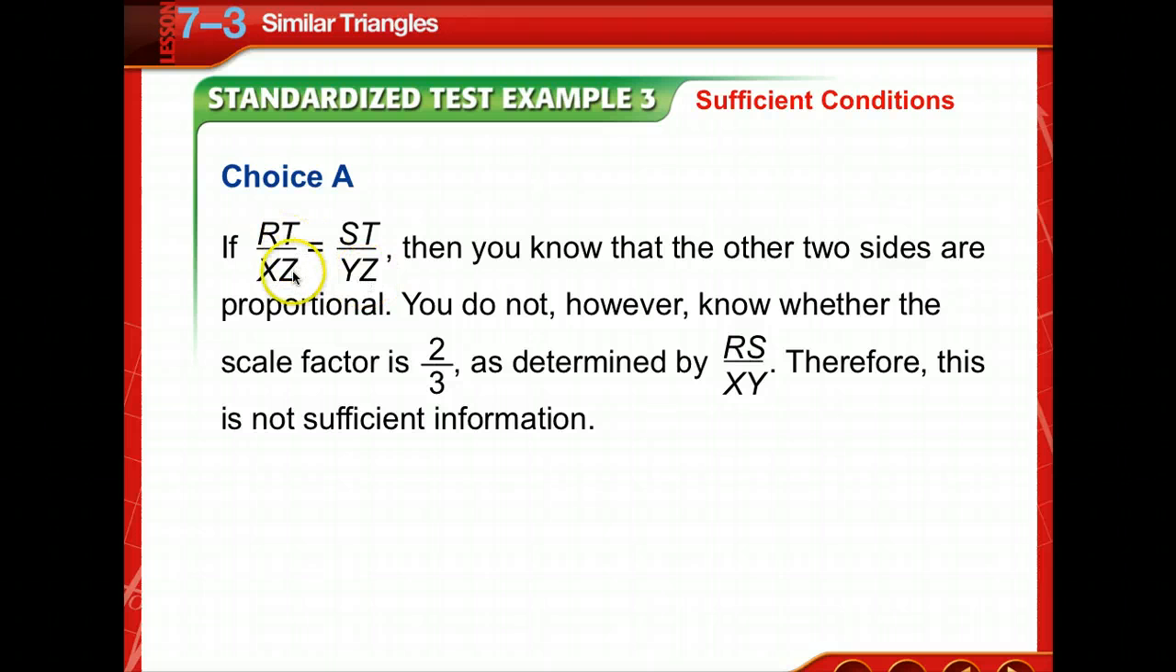If RT over XZ is equal to ST over YZ, as choice A says, then you know that the other two sides are proportional. You do not, however, know whether the scale factor is 2/3. We know that RS over XY is 2/3, but we're not given what this scale factor is, so we don't know if all three sides have the same scale factor. So this is not sufficient information.